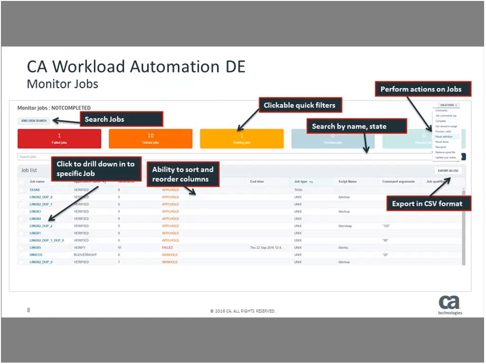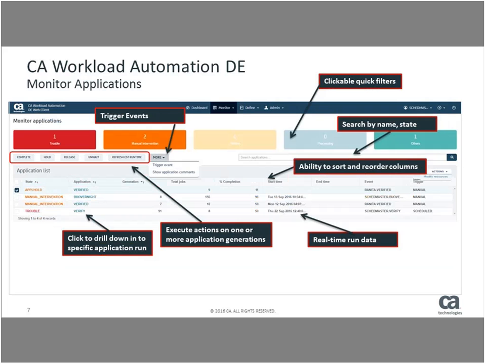You can export this list. You can search by job names or states. You can take corrective actions on one or more applications from here, right from this page. Similarly, even on the applications page, this allows you to act on one or more applications at the same time.